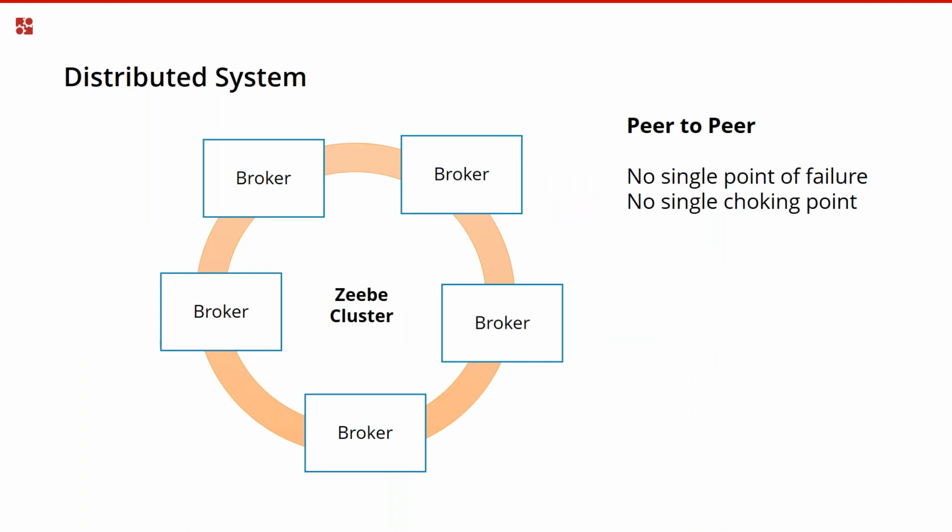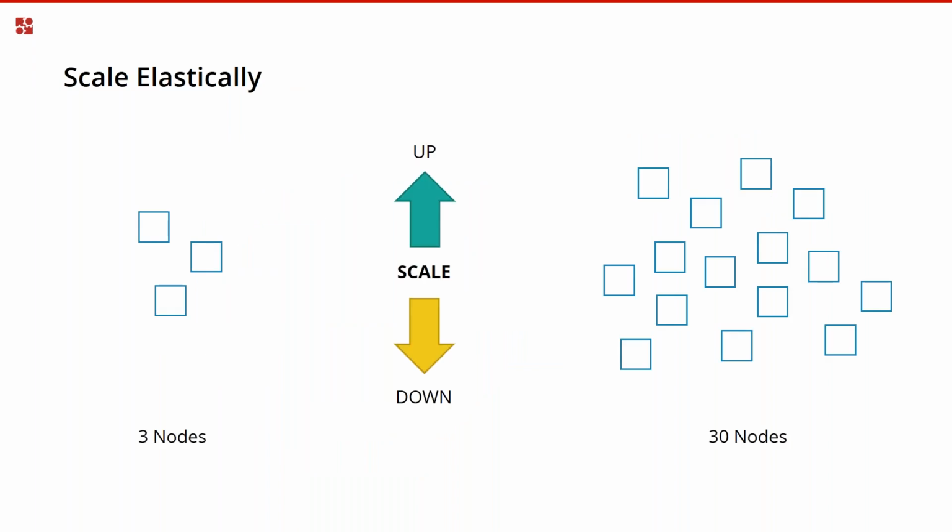Zeebe, as I said, is a distributed system. I can start more than one broker. They start talking to each other, and they actually form kind of a peer-to-peer network. So every broker is the same. There's no special node that if it fails, everything goes away. So it's a peer-to-peer network. There's no single point of failure, and there's also no single choking point.